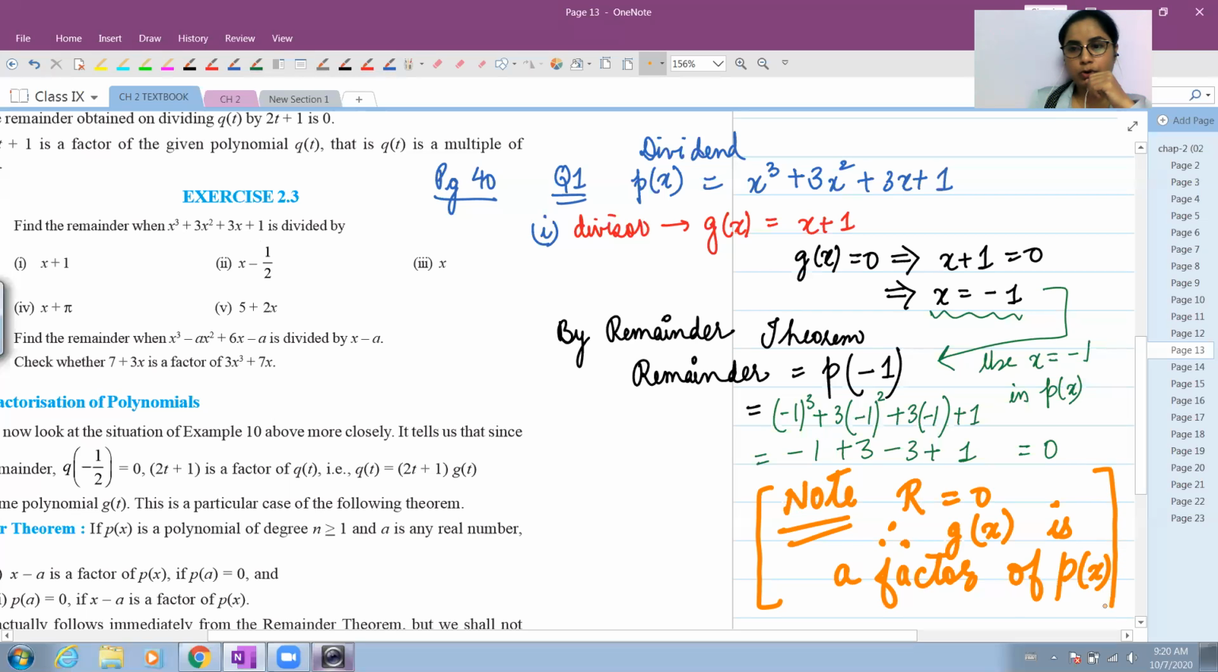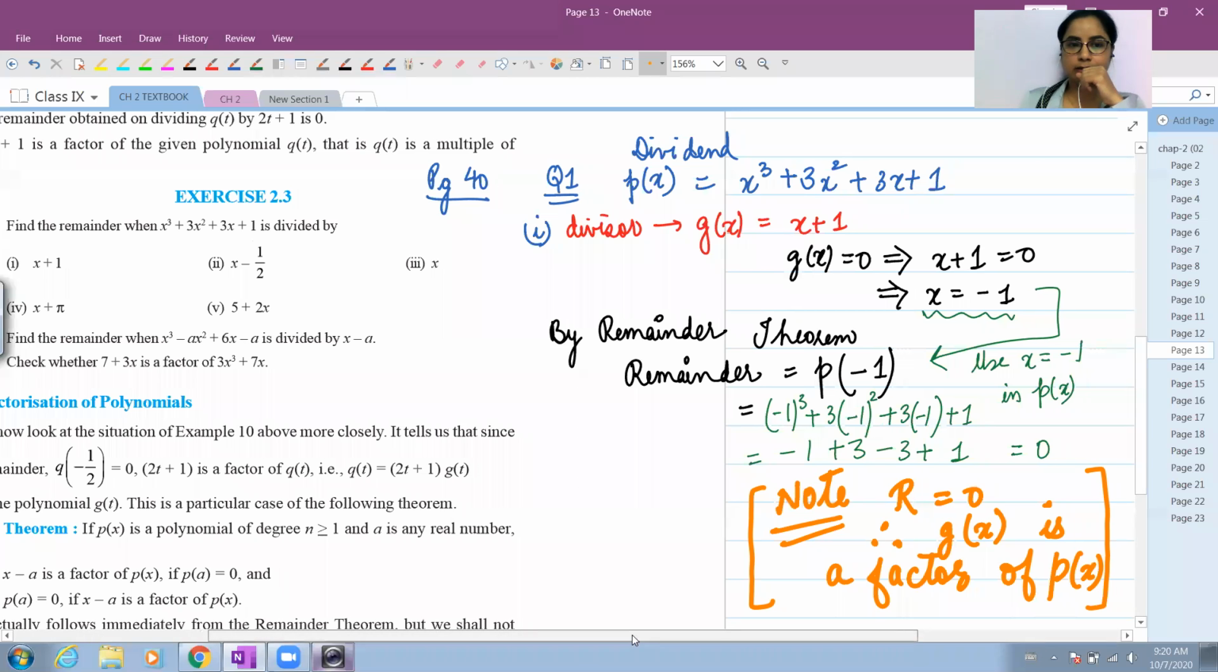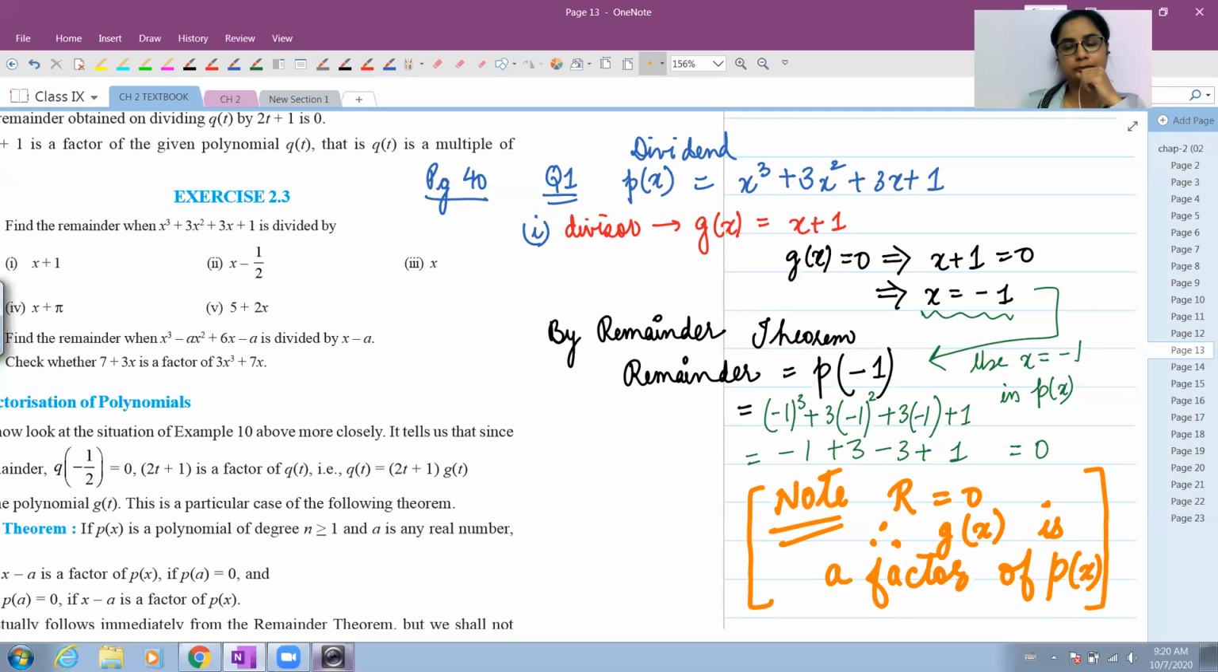I have written a note here. Let me know if this makes sense. Remainder 0 means your division is complete. If the division is complete, that means by whatever value we were carrying out the division, the divisor is now a factor of our dividend.